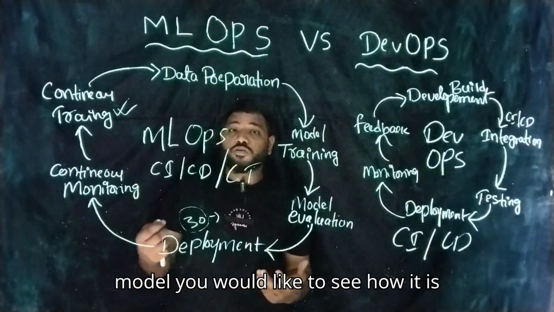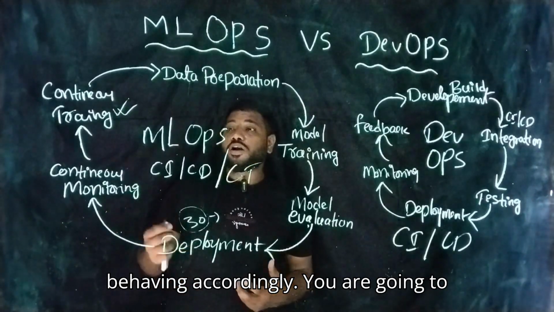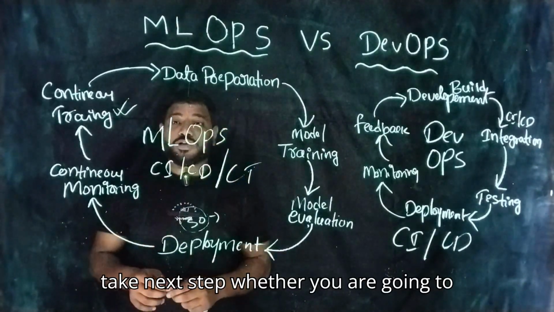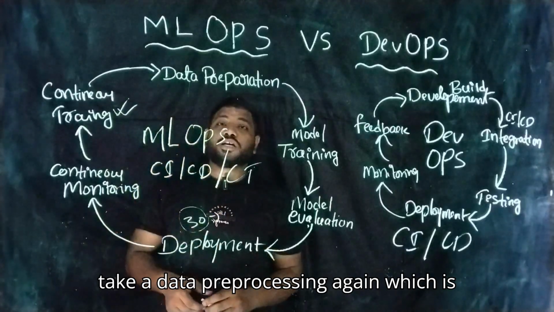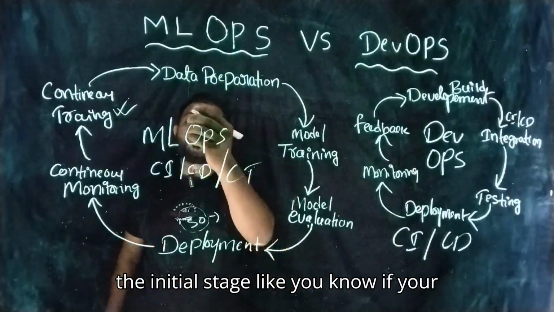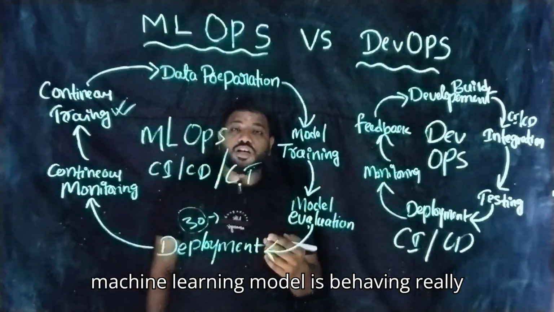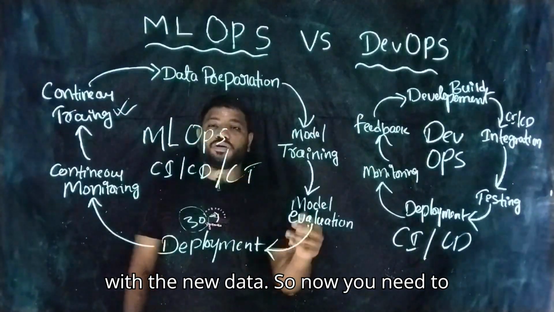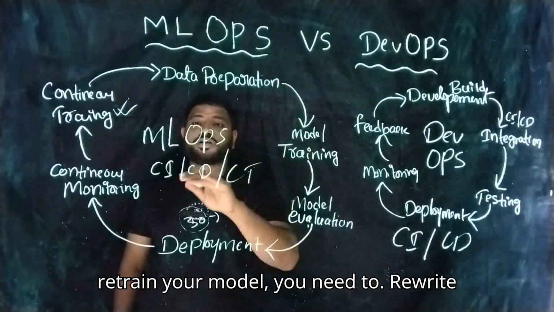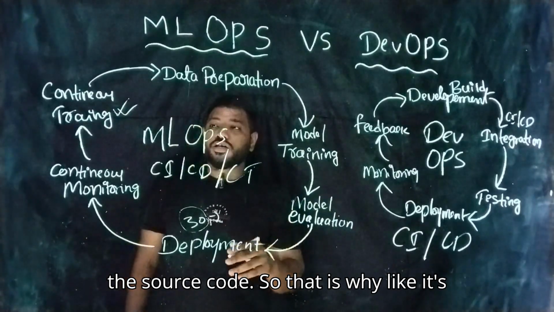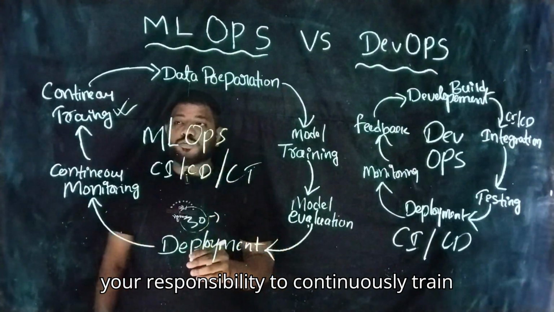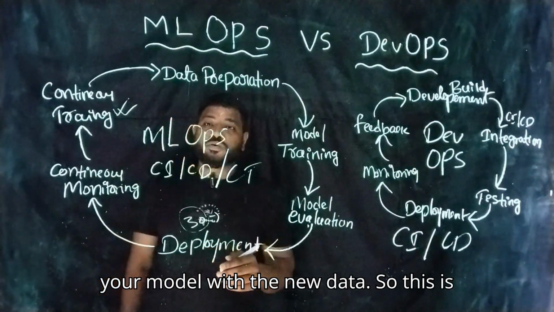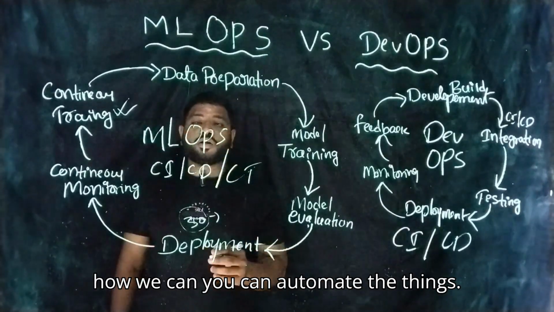And once you train your model, you would like to see how it is behaving. Accordingly, you are going to take the next step, whether you are going to do data preprocessing again, which is the initial stage. If your machine learning model is behaving weirdly with the new data, you need to retrain your model, and you may need to rewrite the entire source code. That is why it's your responsibility to continuously train your model with the new data. So this is how you can automate things.